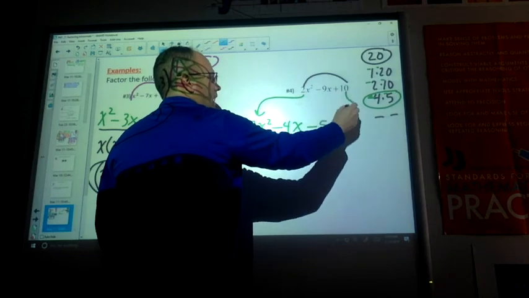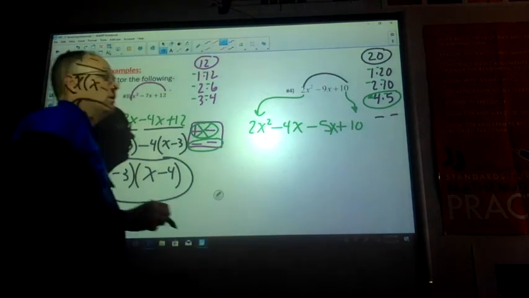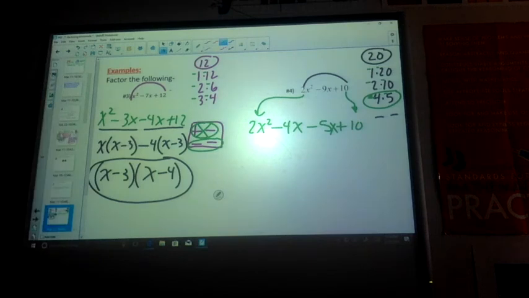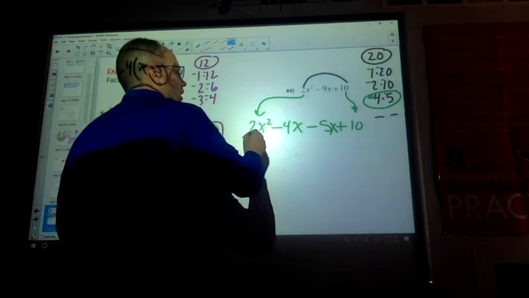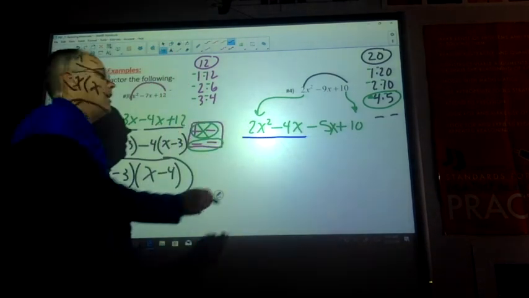-5, and then this comes down to give us +10. +10. Oops, I forgot the x right there. Okay, do we feel okay? 4 terms. So we're going to look at our first 2 terms. What do I have in common between those two? 2 and an x. Awesome.